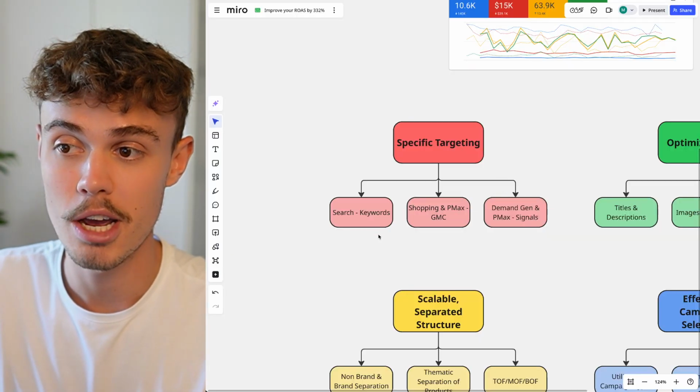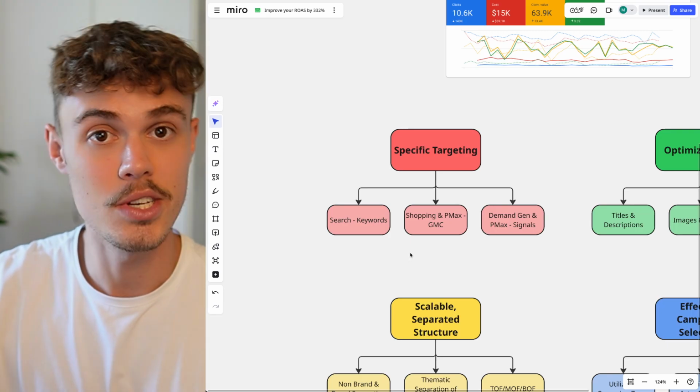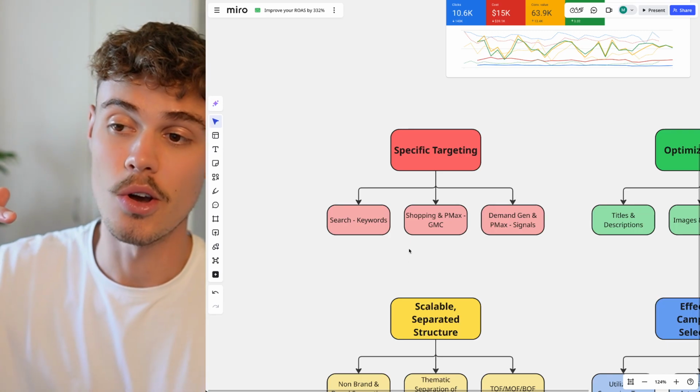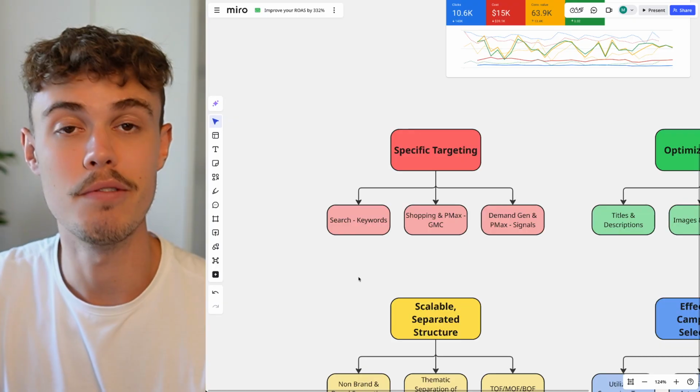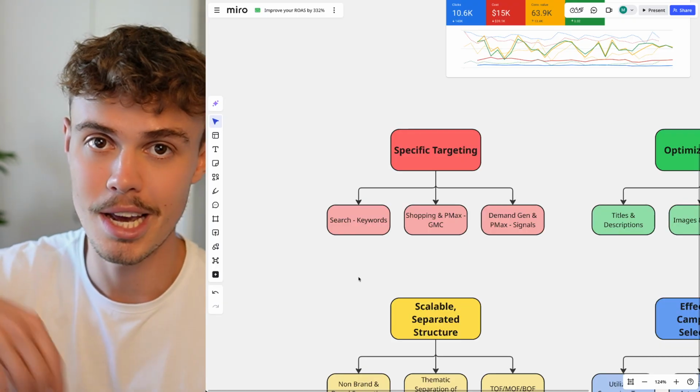Well, if you're running search campaigns, it's through keywords. So you need to be using negative keywords. You need to be using standard keywords in the right matching formats. So if you are using broad match and you find that in your search term report, so to view your search term report, just go to the search terms tab under insights.